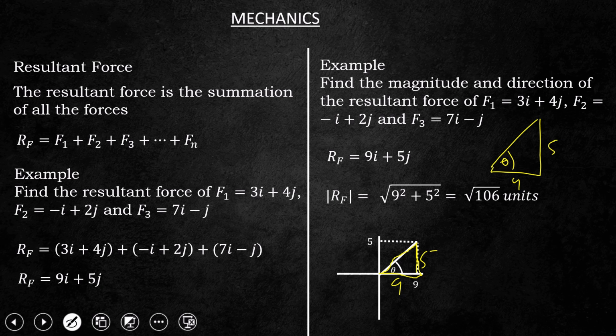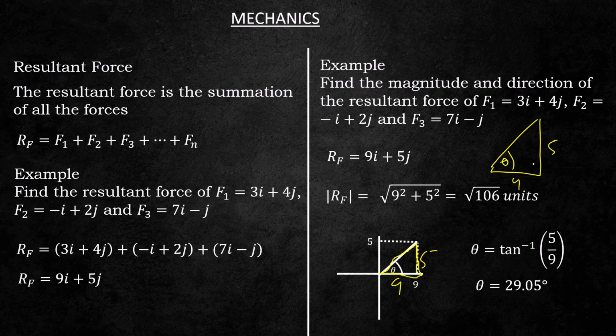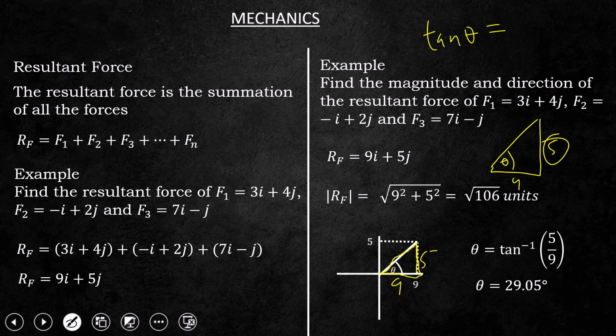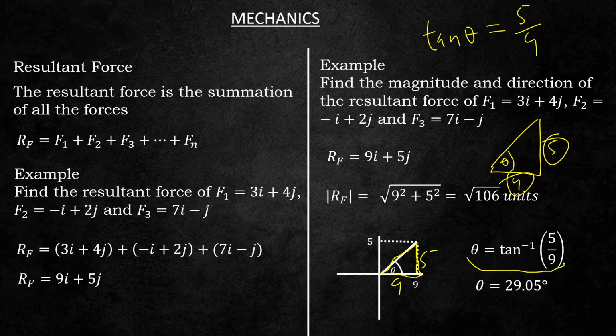Now we are to solve for the angle theta. To solve for theta, I can use the tan. So tan of theta is equal to the opposite, which is 5, over the adjacent, which is 9. Because I'm looking for theta, I take the tan inverse of both sides. So theta is equal to the tan inverse of 5 over 9. When I punch this on the calculator, I get theta is equal to 29.05 degrees.